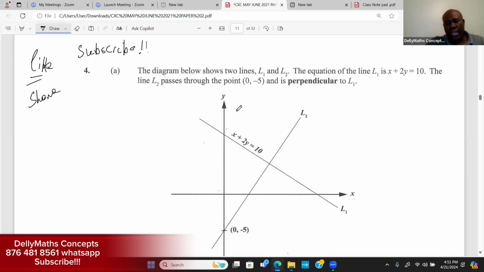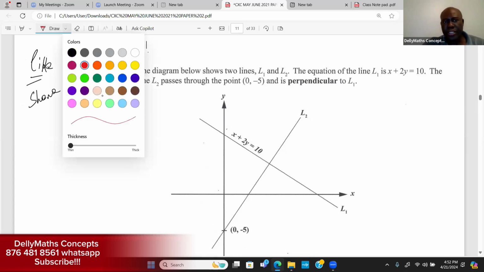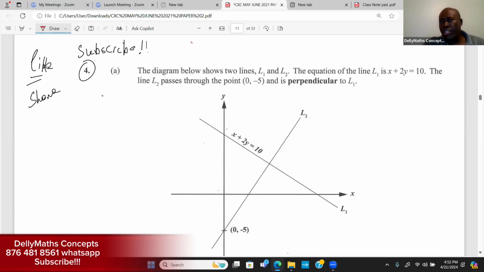All right, what we're looking at is preparation for CSEC. So let's get into it. This question is coordinate geometry, and it says the diagram below shows two lines L1 and L2. The equation of line L1 is x plus 2y equals 10. L2 passes through (0, -5), and it's perpendicular to L1. So we have some information there. Let us see what the questions are about.